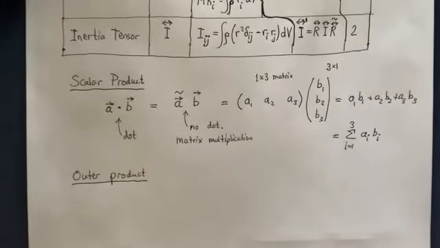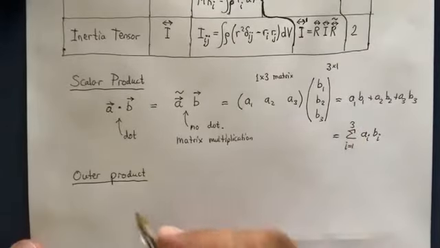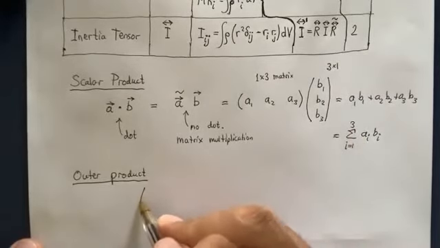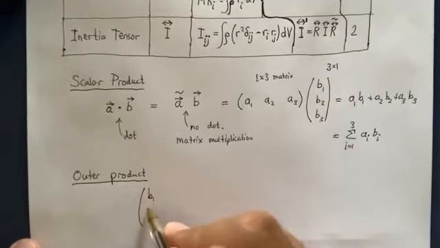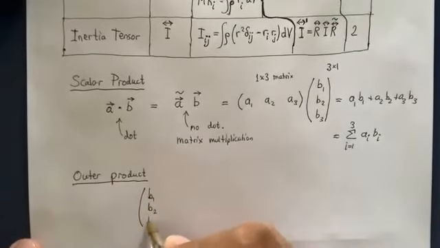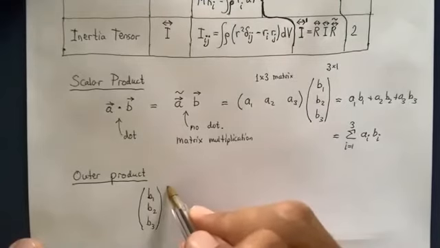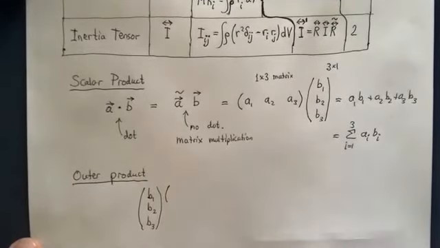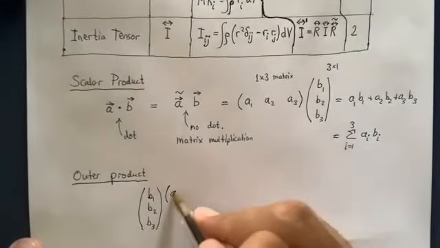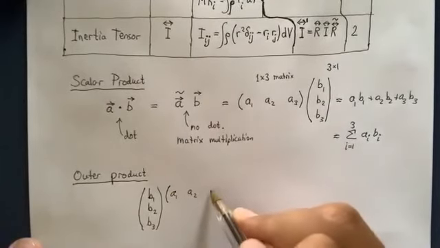Okay, the outer product, let's exchange the order of those two factors. B1, B2, B3. And again, that's a 3 by 1 matrix. That's our factor on the left. The factor on the right is a 1 by 3 matrix. That's our A1, A2, A3.